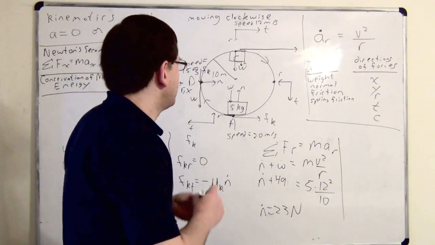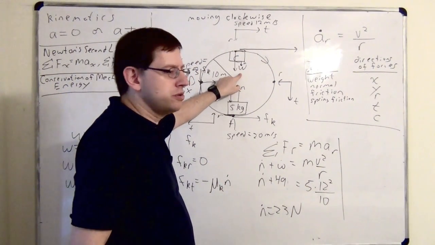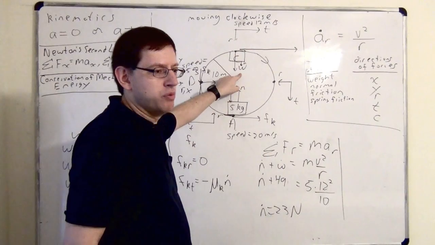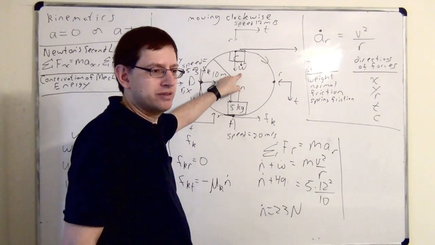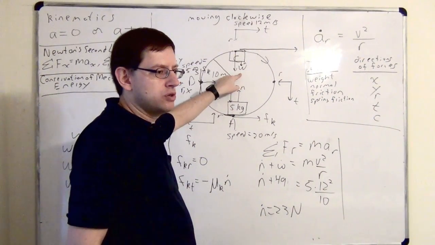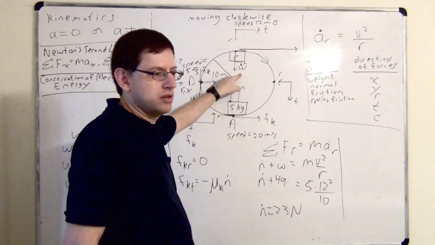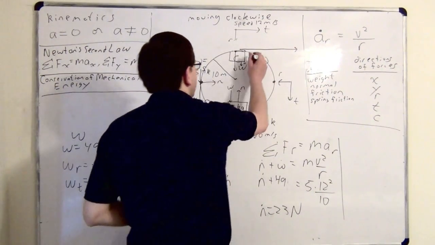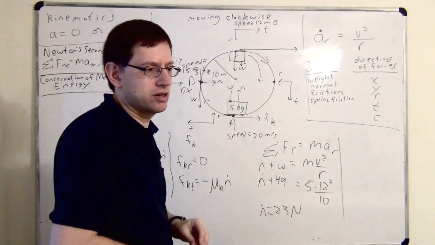Now, if you think about it, if we were going too slow, we would lose contact with the track, and we would not actually be able to move around in a circle, right? If we were going too slow, your common sense should tell you that you would lose contact with the track, and you could not actually move in this circle.